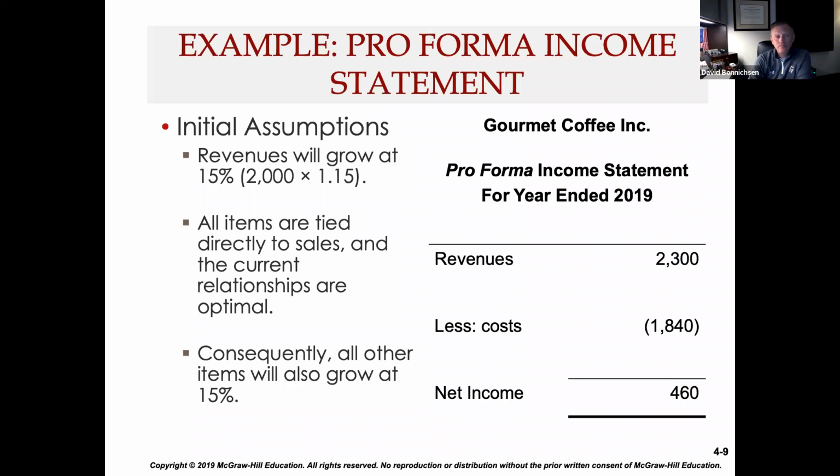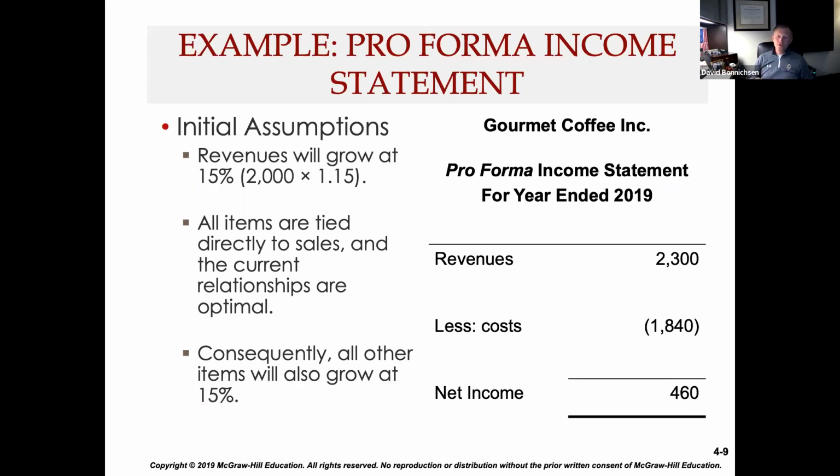When we do that, we can see that our revenues moved up from 2,000 by 15% to 2,300. Our costs were 1,600, and they moved up by 15% to 1,840. Therefore, our net income, revenues minus costs, is 460, which naturally also moved up by 15%.